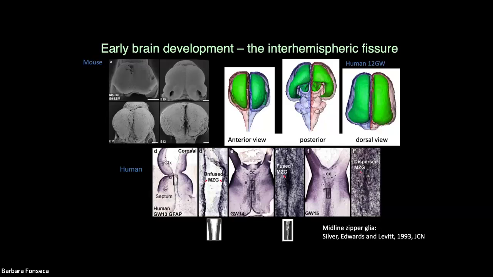And this is the mouse brain throughout. This is all at 12 weeks gestation. This is the mouse brain early on. And then as it develops, you can see it also forms this interhemispheric fissure.